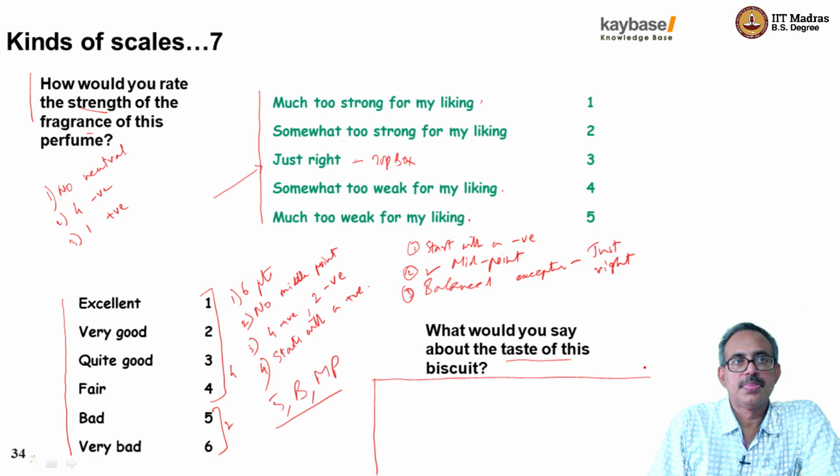So I have to use a just right scale, or? You have to use a balanced midpoint scale. That's what I'm saying, right? A balanced scale with a midpoint, a 5-point scale. So a just right scale is not a balanced scale.